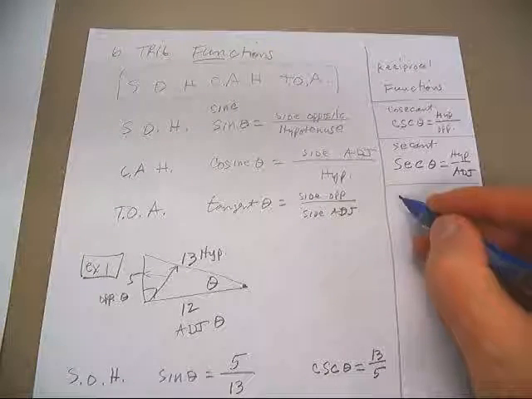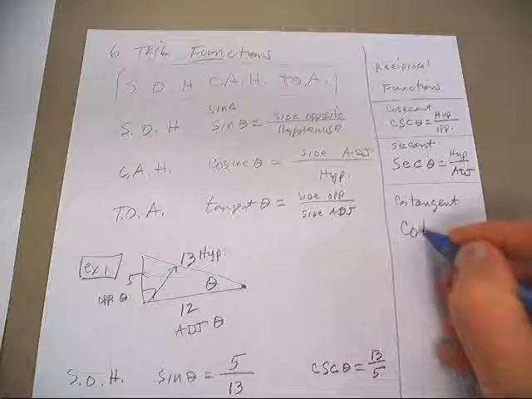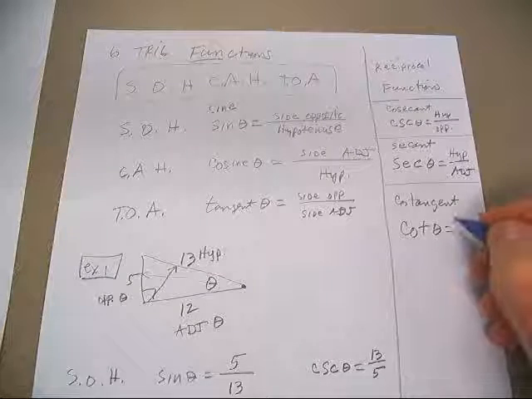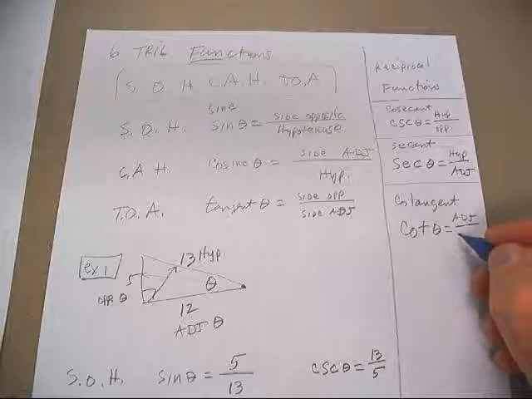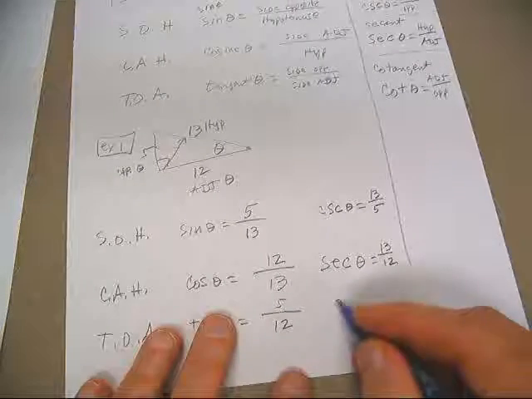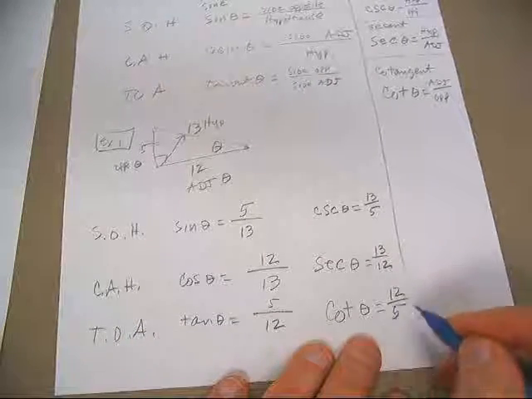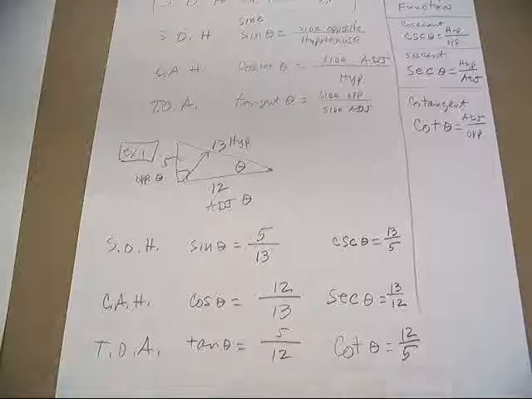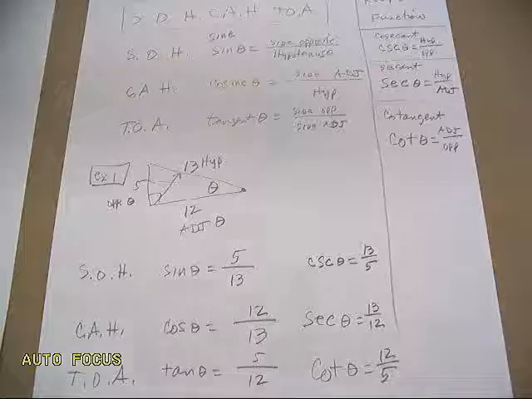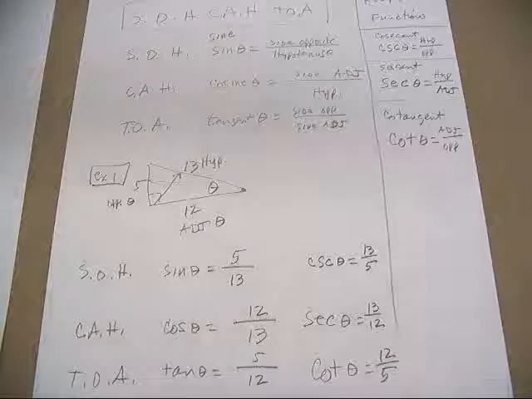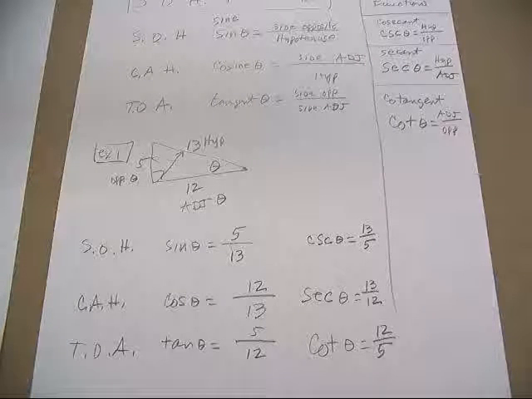And then this last one is called cotangent. Spelled like a cot, which makes me tired. Adjacent, that's a place to sleep. Over opposite. Come down here, abbreviate cotangent, 12 over 5. We're done. That's the first example of finding the first problem with the 6 trig functions, and we'll be back.